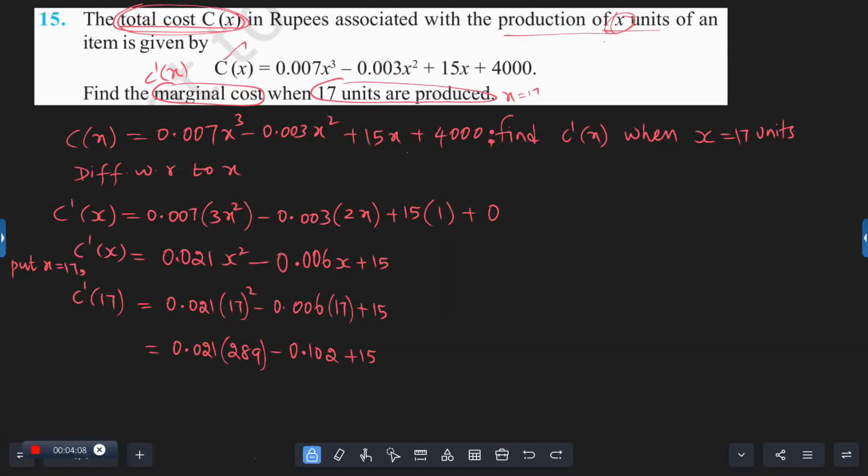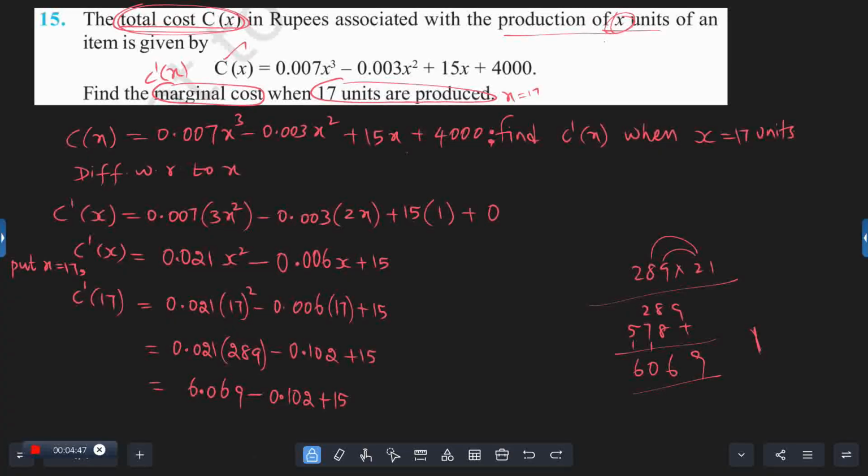Okay, now this one you have to multiply. 289 multiply 21. 1 when you multiply 289 same. 2 when you multiply, 2 nines are 18, balance 1. 2 8s are 16 plus 1 17, balance 1 again. 2 2s are 4 plus 1 5. When you add, what am I getting? 6069. Okay, so that 6069, after 3 digits point, 6.069, you will be getting minus what is that? 0.102 plus 15. Listen, 15 is positive, even this also is positive.